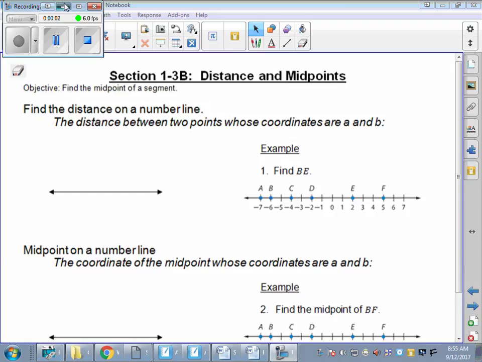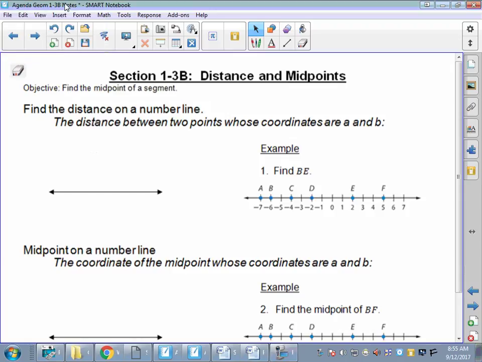Hi guys, welcome to section 1.3b, distance and midpoints. I know yesterday we talked about Pythag and the distance formula. We're going to talk about number lines here first of all, and kind of mix and match, but really midpoint is going to be our main focus.